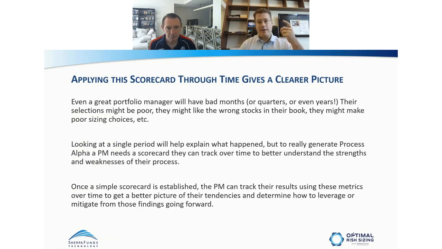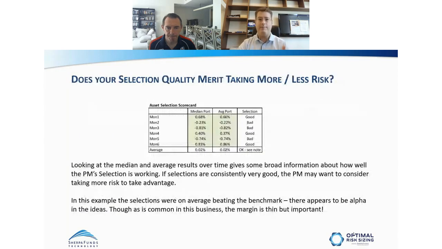To think about this in a process-driven manner, to take an engineering style approach to thinking about which parts of your process are working, we need to take these different metrics, take this scorecard, and track it over time to see which parts of the process are strong over time. If we look at selection quality, for instance, over 6 monthly periods, the selection quality varied pretty significantly. There were periods where his selections were 80 bips above benchmark. There were periods where they were 70 or 80 bips below benchmark.